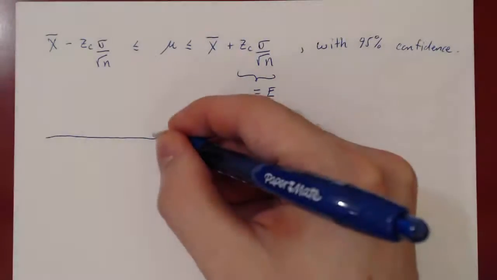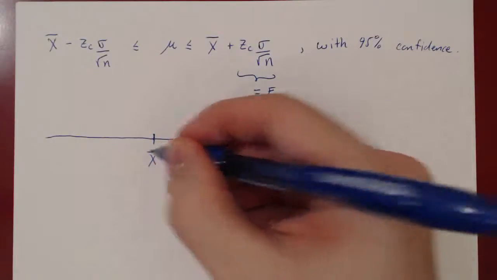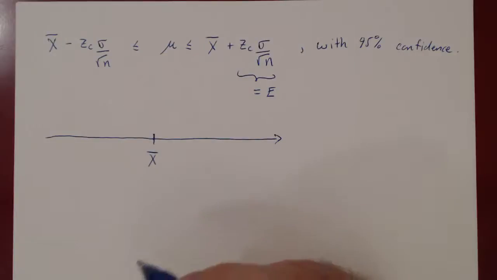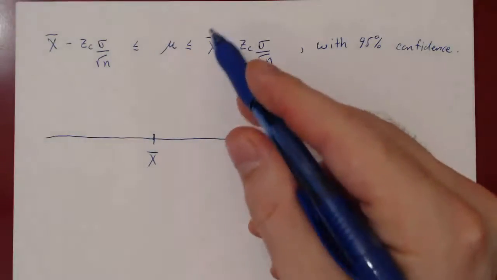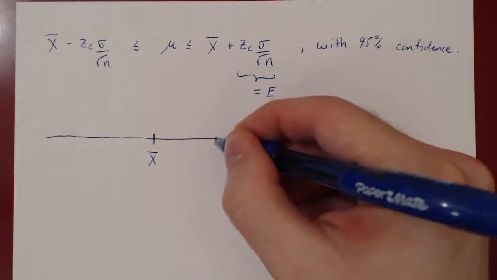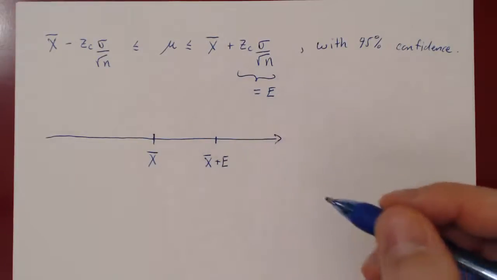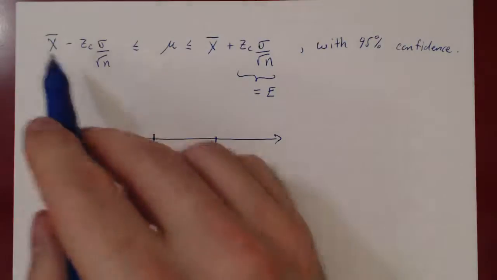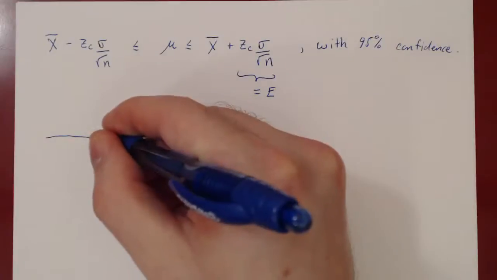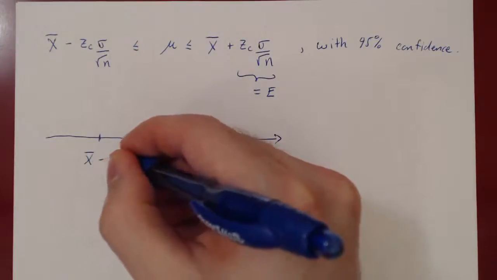You have x bar, and you'll see that x bar is the center of the interval, because we add to the sample mean this value of E. So the right endpoint becomes x bar plus E, and the left endpoint is x bar minus the same amount, minus E. So we have an interval that is perfectly symmetric about the sample mean.